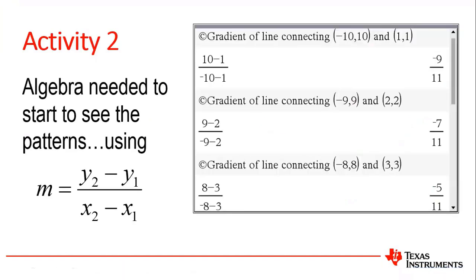In activity 2, you also needed to be working with the algebra that was involved. And as you can see on your screen, various gradients had to be calculated first, using the formula m equals y2 minus y1 over x2 minus x1. And all of this was done on the calculator page of your calculator.